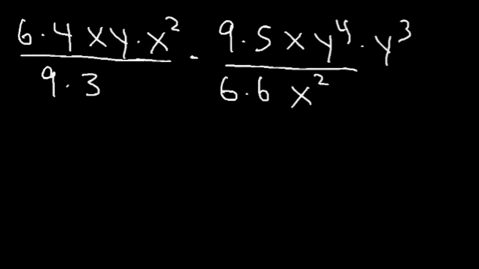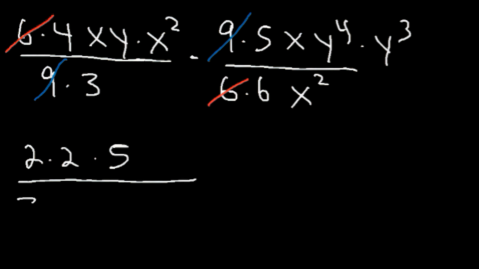So now, let's cancel a 6. We can cancel a 9. And that's about it. Well, actually, the 4, we can change that into 2 times 2. And we have a 5. We have a 3 on the bottom. 6, we can make that 3 times 2. And that was this 6 that remained.